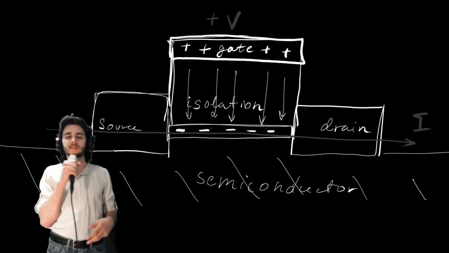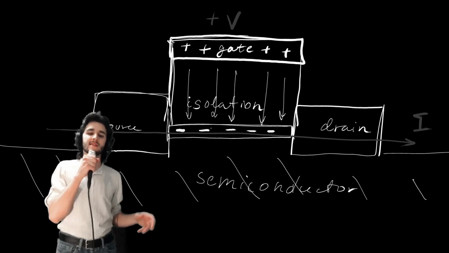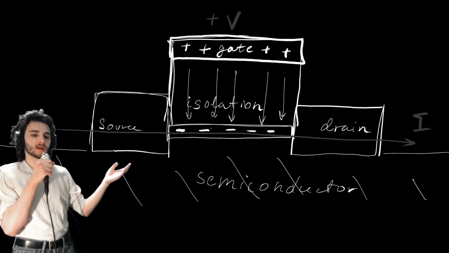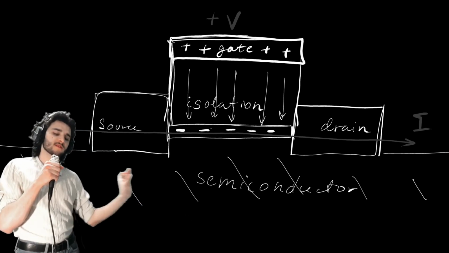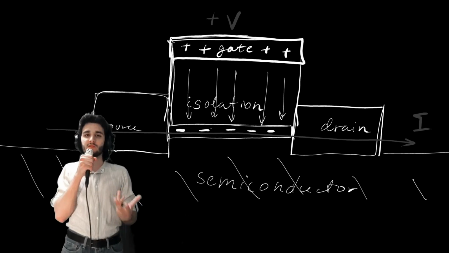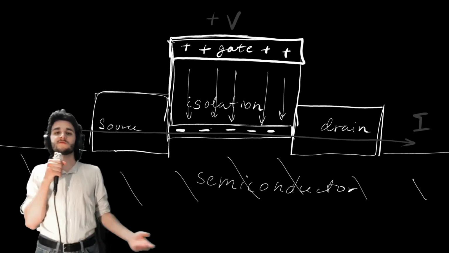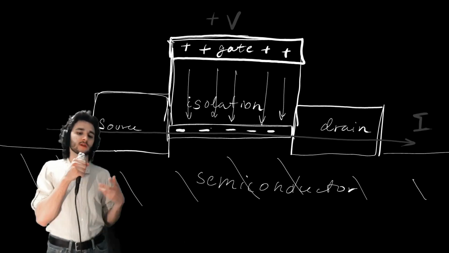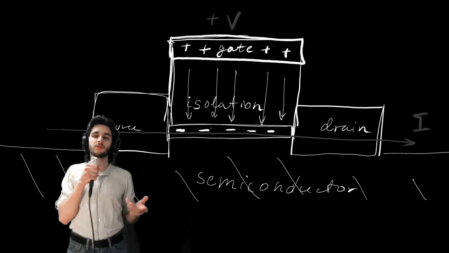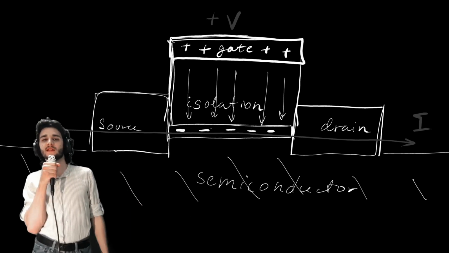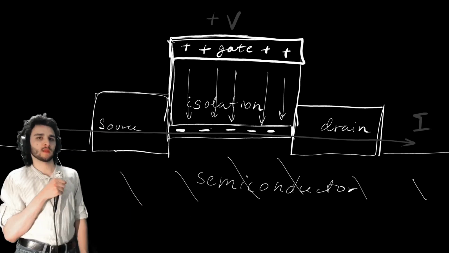So now, as you can see, a capacitor has formed, and as I increase the voltage on the gate, more and more electrons are generated on the channel that has formed, and the current can flow more easily. So this is very useful if you want to control, for example, the speed of a DC motor or the brightness of an LED or a lamp.